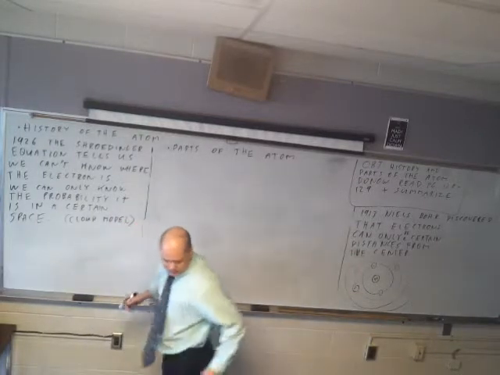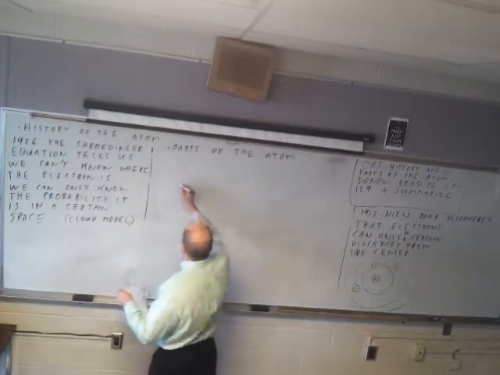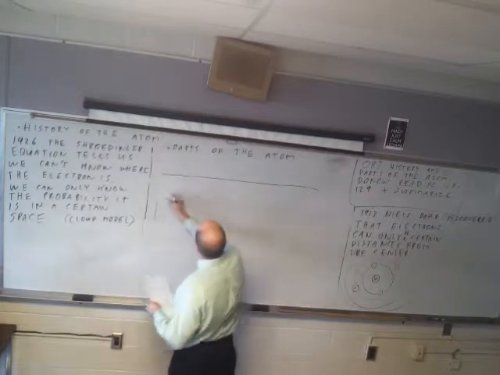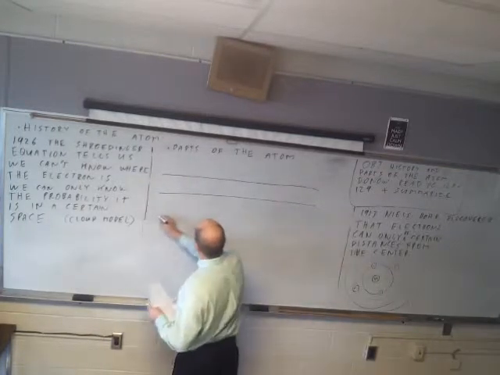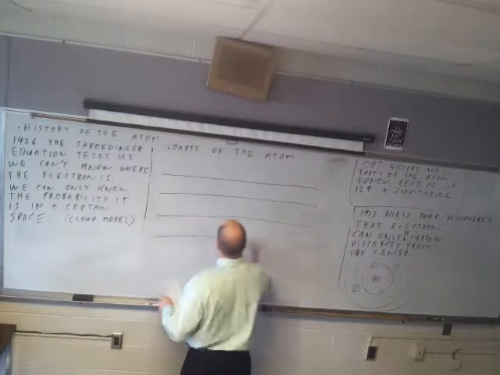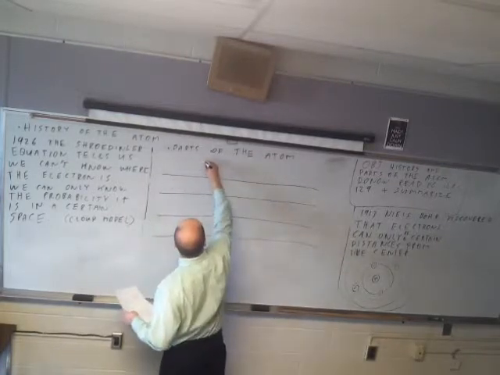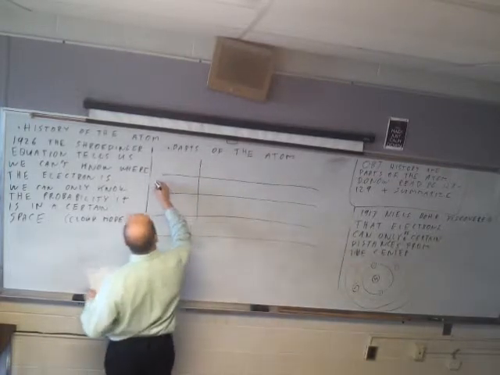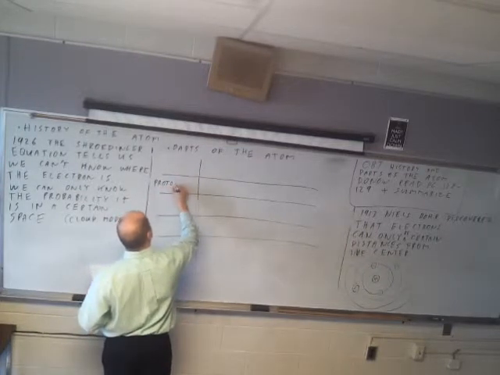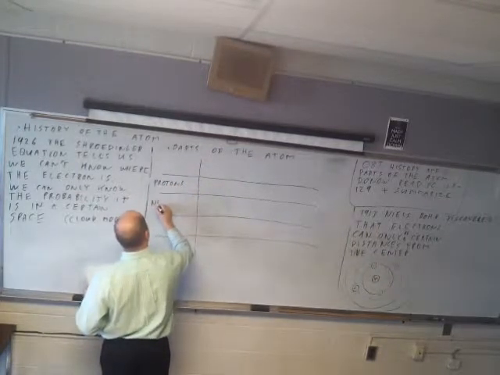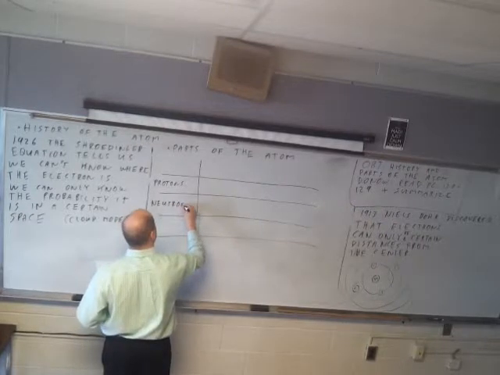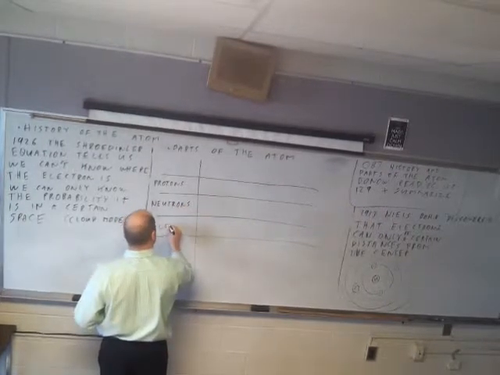We're going to make like a table here. So we'll do 1, 2, 3, 4. This will be blank. And so here we're going to do protons, neutrons, and electrons.